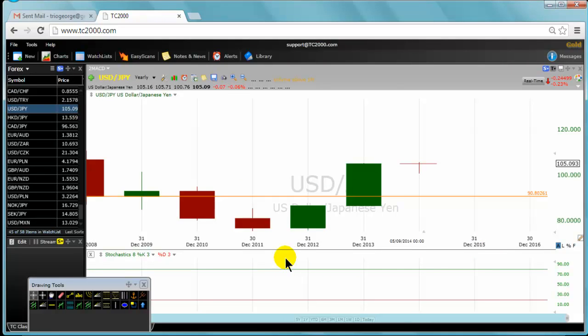To simplify this matter of correlation between currency pairs, we watch two currency pairs most of the time. The first currency pair that we watch all the time is the Euro USD, the Euro dollar currency pair. That's the leading currency pair. We watch it all the time.